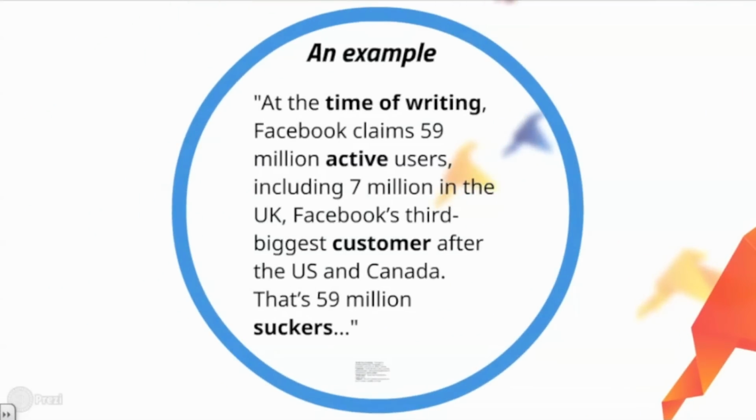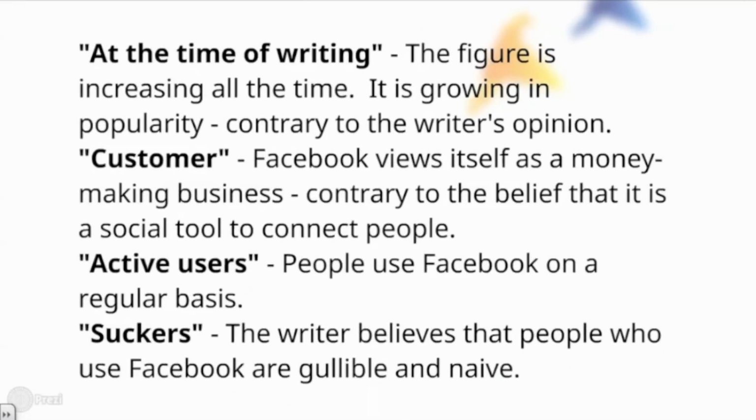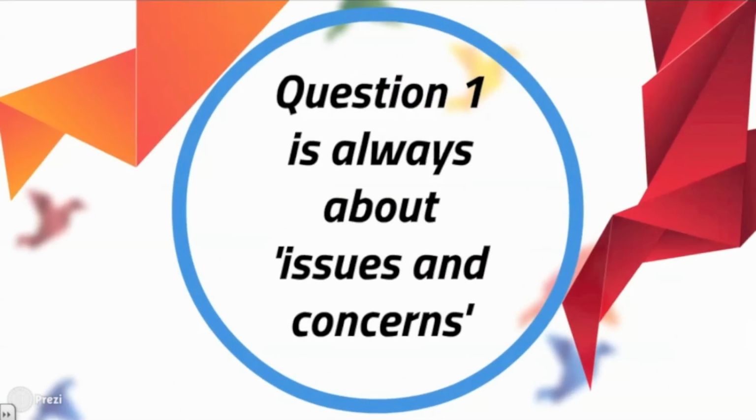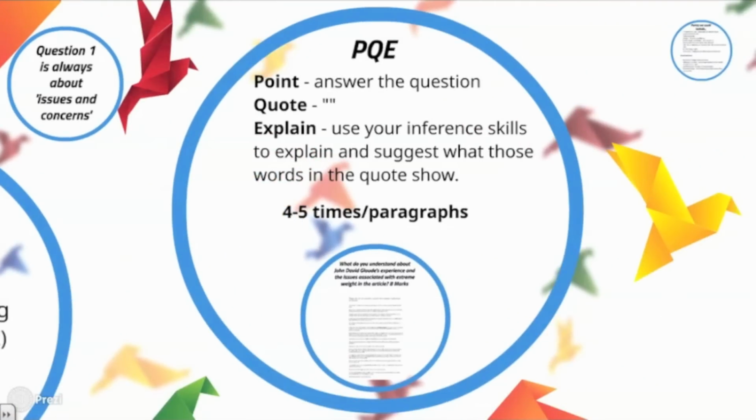We looked at an example of how we could use inference and deduction to suggest what was written in the text. We also talked about how question 1 on the higher tier exam is always about the issues and concerns of perhaps a writer or the general public. And we also discussed how you needed to use point, quote, explain to structure your answer, and you needed to do this 4 to 5 times in order to show the examiner that you had a detailed answer.